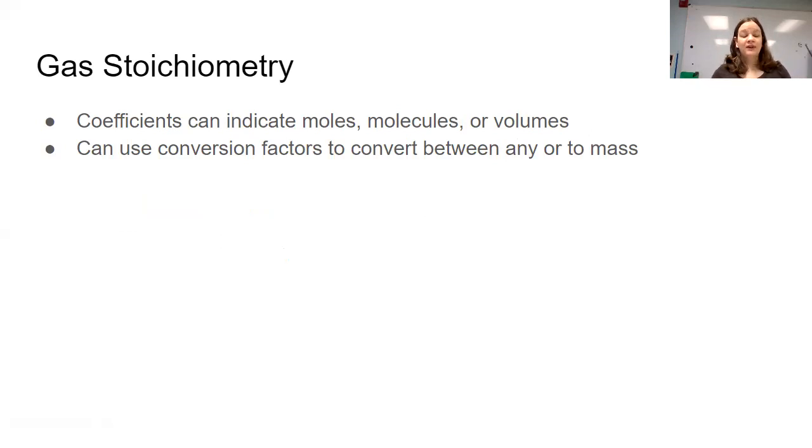So with gas stoichiometry, what we're saying is that our coefficients in a balanced equation can tell us the number of moles. We've already done that. That was chapter 9, and molecules. Did that in chapter 9 too. Now we're adding in volume. It can tell us the relative number of volumes. And so then we can use these different conversion factors to convert between any of them.